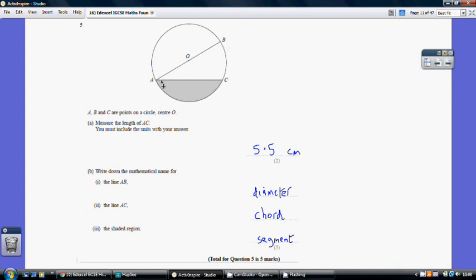Now, the line AC, any line from one part of the circle to another part of the circle that doesn't go through the center, is called a chord. And the shaded region between a chord and the circle is called a segment.